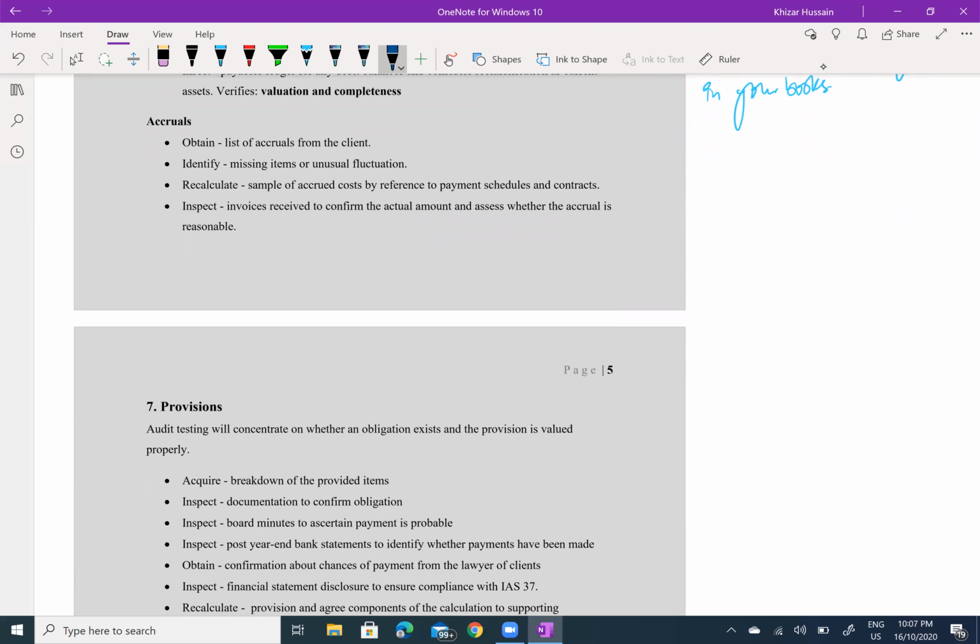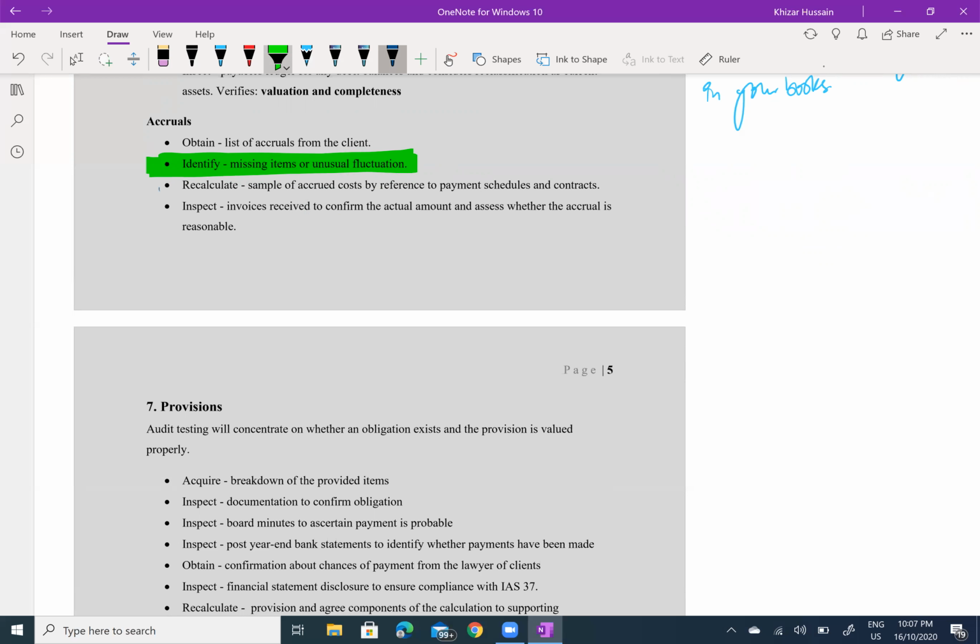Obtain a list of accruals from the client, identify missing items or unusual fluctuations. Obviously, this is very important because you need to investigate. Investigate means inspect or inquire as to why there were unusual fluctuations in the accruals, what new took place in the current year.